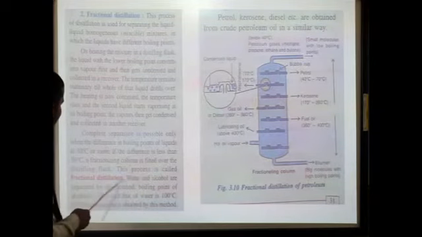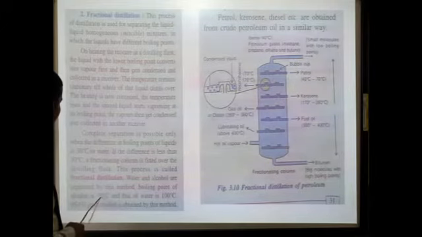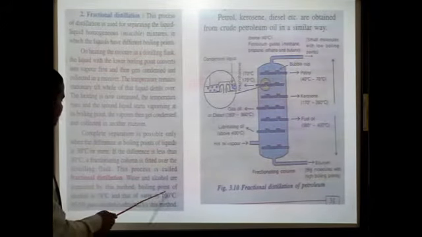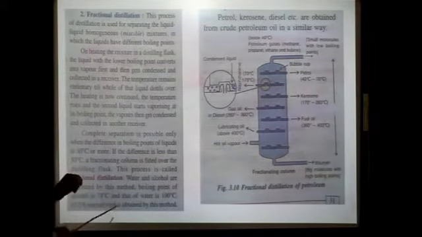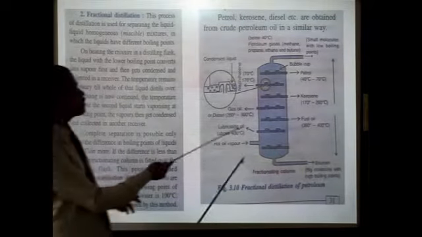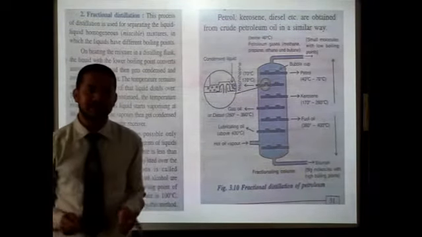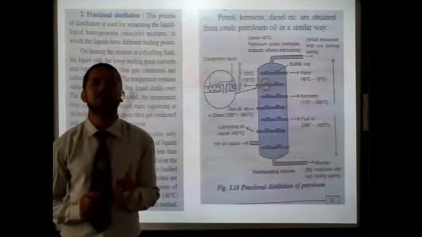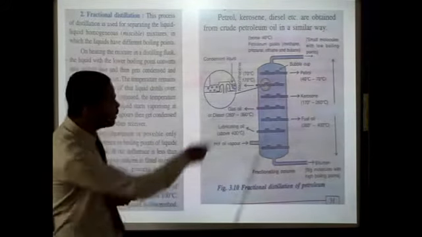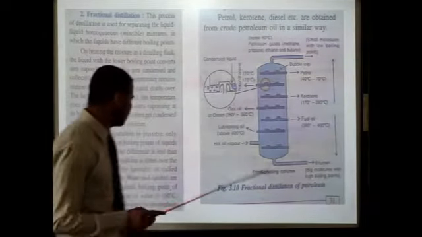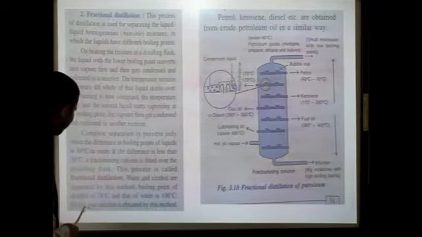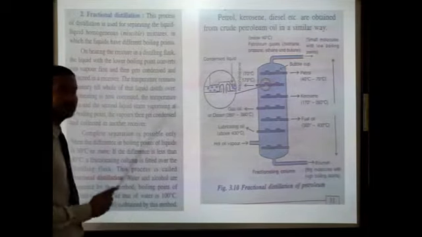This process is called fractional distillation. Water and alcohol are separated by this method. The boiling point of alcohol is 78 degrees Celsius and that of water is 100. So what is the difference between the boiling points of water and alcohol? It is only 22 degrees Celsius. So by using simple distillation also we can separate, but we will not get pure alcohol. But by using fractional distillation we can get 95.5% pure alcohol.